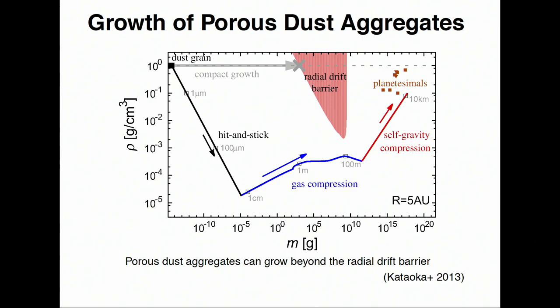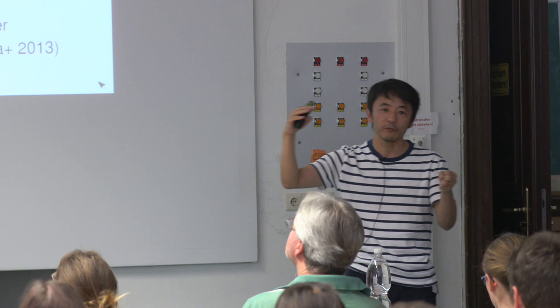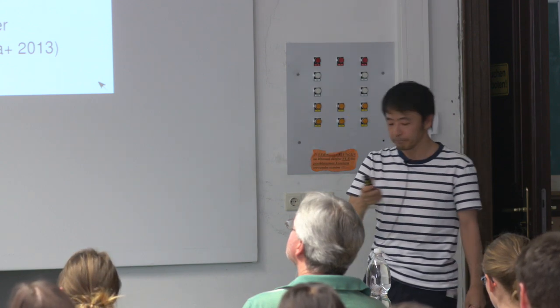So by this growth, the density becomes lower and lower as they grow. But then this gas compression, I mean the compression by ram pressure and also self-gravity, forms, and so they found the path avoiding the radial drift barrier. So along this line, the dust aggregates can grow, avoiding falling down onto the central star.